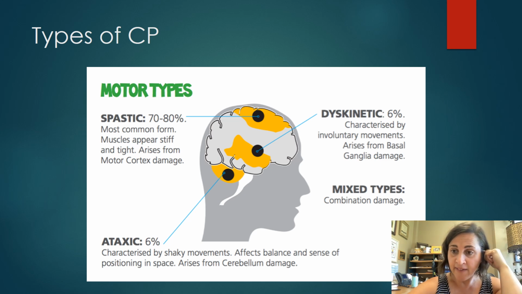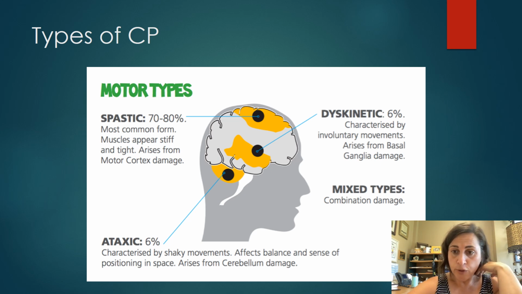Spastic means that the affected muscles are stiffer and tighter than normal. How those stiff muscles present varies from person to person. Spastic CP arises from damage to the motor cortex portion of the brain, which is indicated here on this slide.